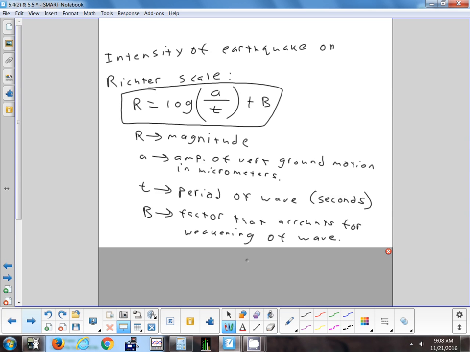So A is called your amplitude of the vertical ground motion, measured in micrometers. T is the period of the earthquake wave in seconds. And B is a factor that accounts for the weakening of the wave as it moves out from the epicenter. The weakening of the wave could have to do with the kind of soil it's passing through. With really hard ground, the wave is probably going to propagate through it more so than if it was really soft ground. That soft ground might absorb the wave a little bit.